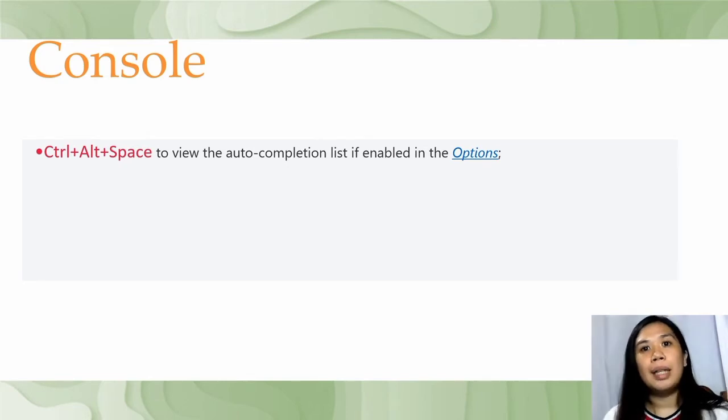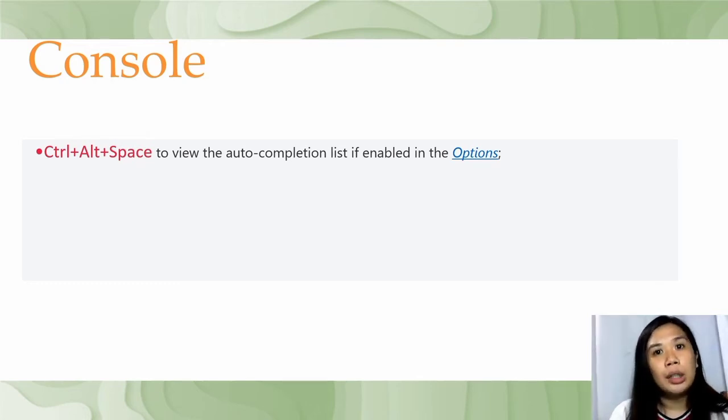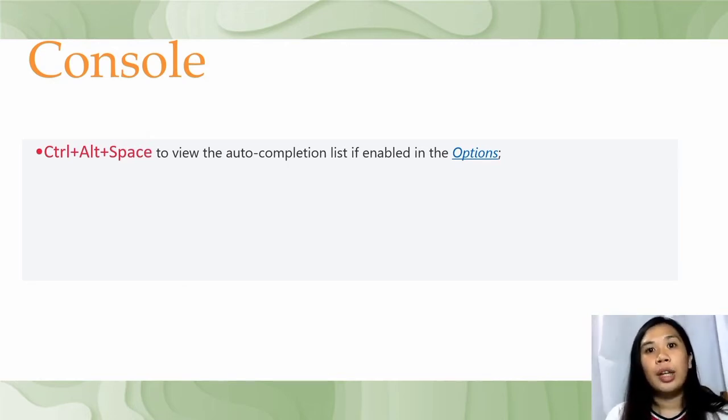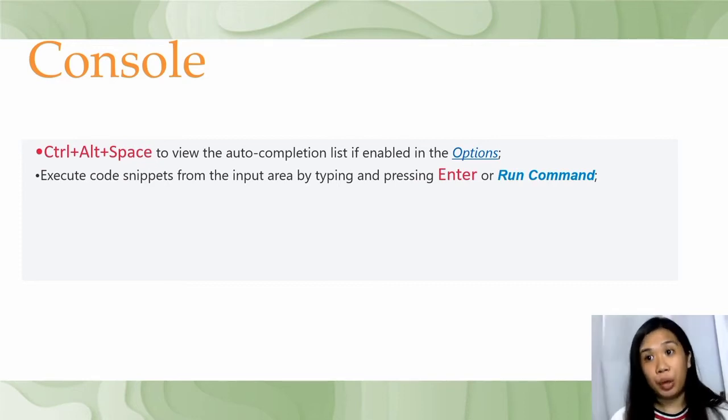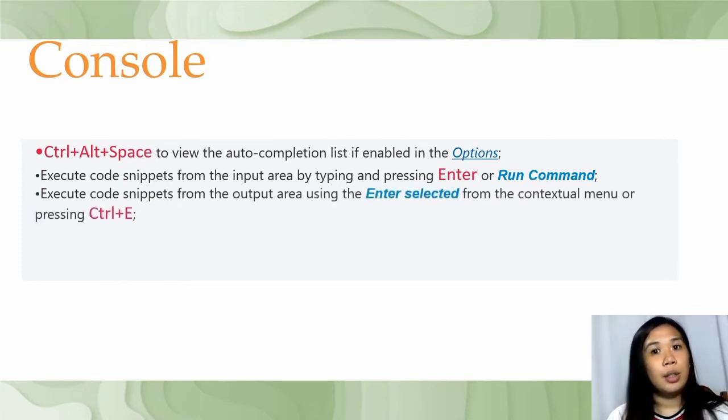So here are the main shortcuts for the following. Control Alt plus space is to view the auto completion list if enabled in the options. So you first enable the auto completion list in the options before using Control Alt space. Next is to execute code snippets from the input area by typing and pressing enter or run command. Next is to execute code snippets from the output area using the enter selected from the contextual menu or pressing Ctrl plus E.